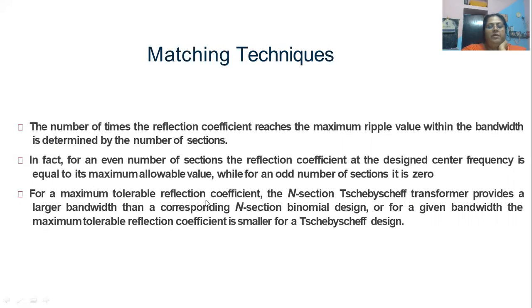For a maximum tolerable reflection coefficient, the N-section Chebyshev transformer provides a larger bandwidth than a corresponding N-section binomial design. For a given bandwidth, the maximum tolerable reflection coefficient is smaller for the Chebyshev design. So these are the different matching techniques we have to consider for different ranges of the center frequency. We have to consider the different tolerable reflection coefficients so that the sections can transfer the information for a larger and acceptable bandwidth.